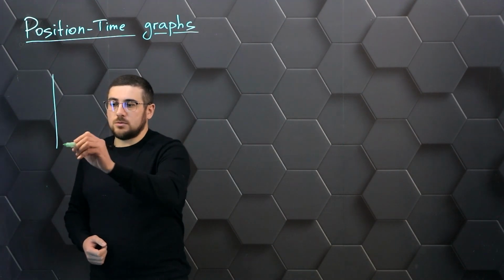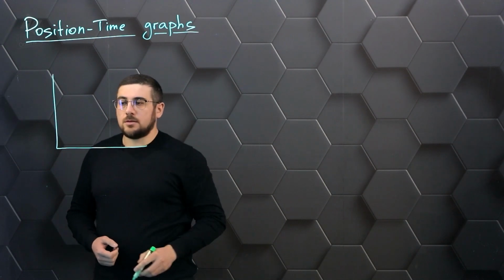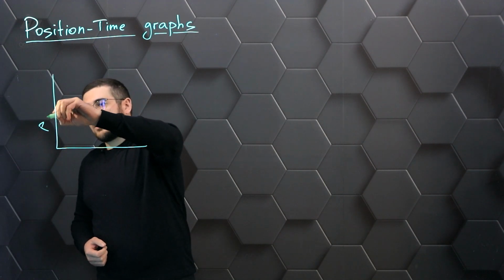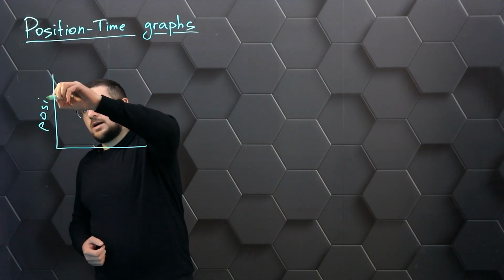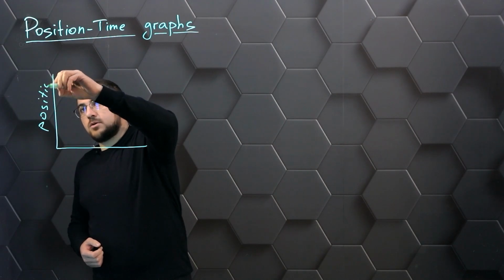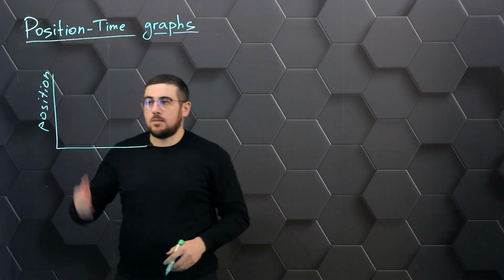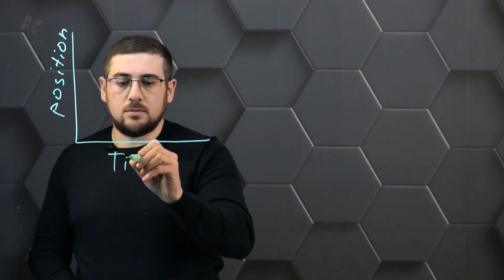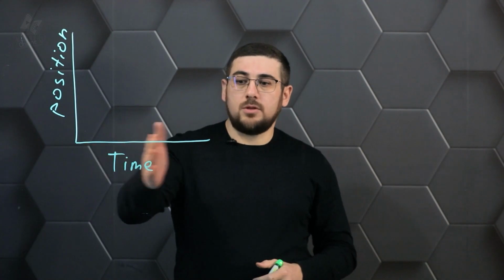To do this, you and I must draw the coordinate axes. The vertical axis will show us the position of the body, and the horizontal axis shows time. So as time goes on, if the position of the body changes, a line will be drawn, which will have a different shape depending on what kind of motion we're talking about.